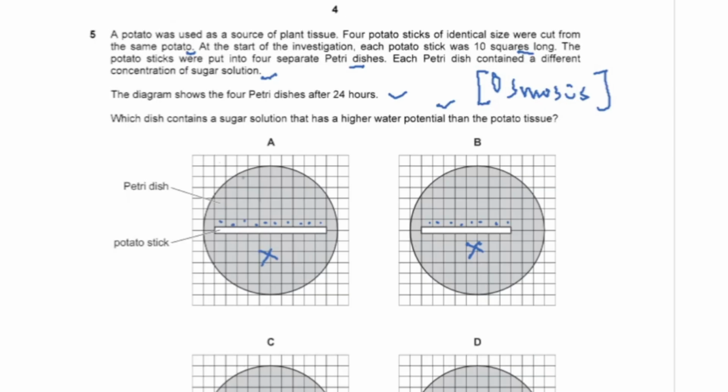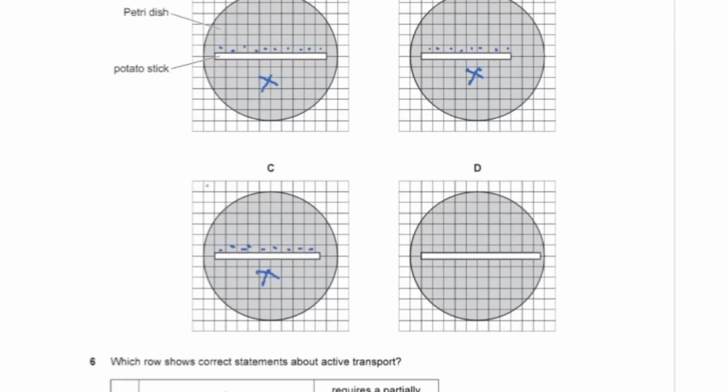Why? They told us that the condition on our basis here is that the dish contains a sugar solution that has a higher water potential than the potato. So water is going to flow into the potato cylinder. So let's count and see the last one. Here you're having 1, 2, 3, 4, 5, 6, 7, 8, 9, 10. Of course, this is the 10th, and there is this one that overlapped to become what? The 11th one. So that is why option D would be our correct answer.